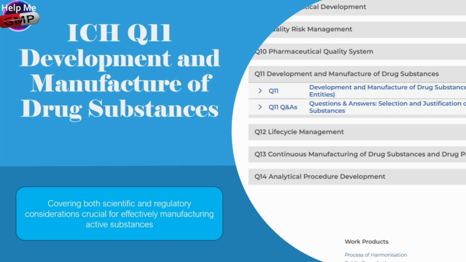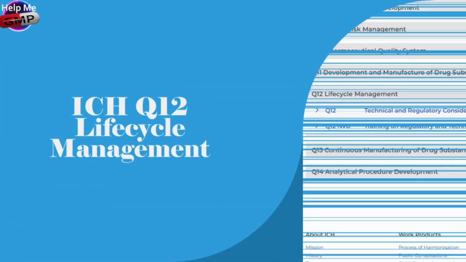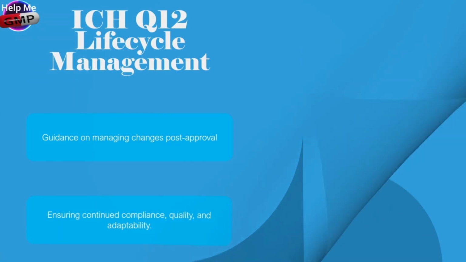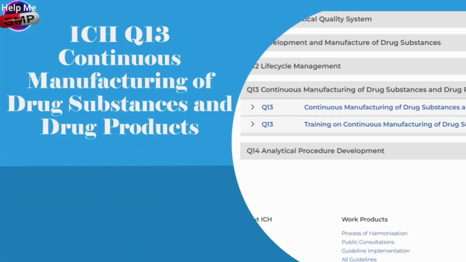effectively manufacturing active substances. This guideline is relatively old and should therefore be considered against the other more recently published guidelines. Lifecycle management is covered by Q12, guiding you on managing CMC changes post-approval, ensuring continued compliance, quality, and adaptability. Q13 is continuous manufacturing of drug substances and drug products.